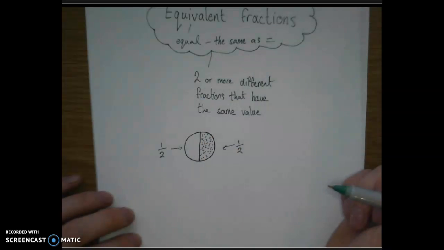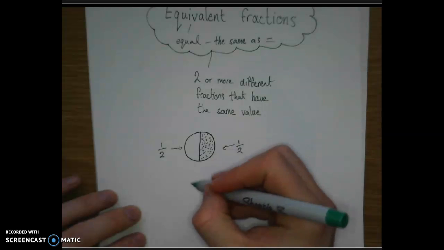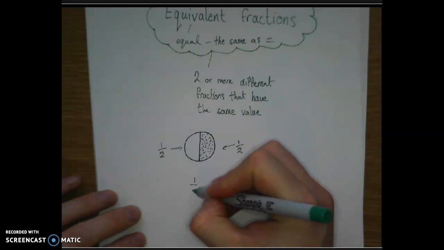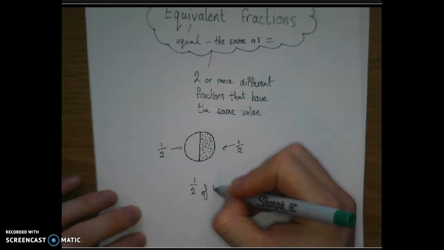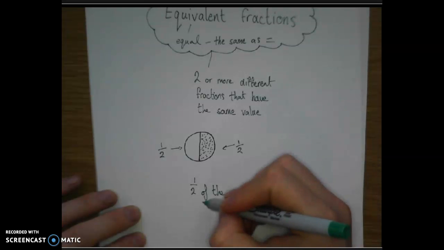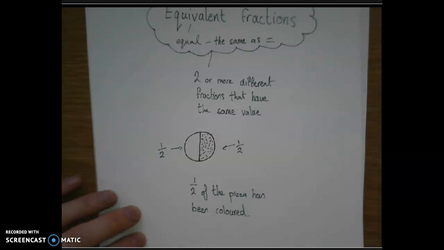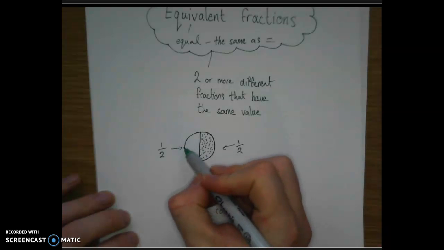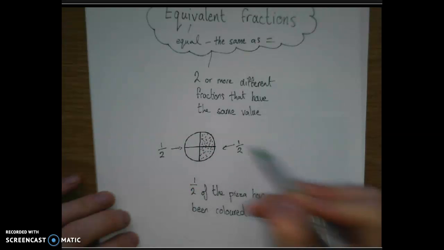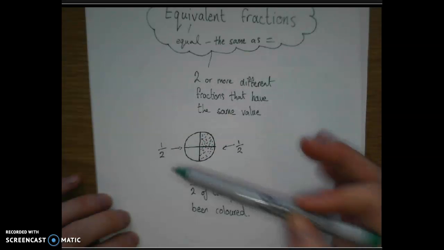Okay, so what fraction is coloured? Okay, well, you can see that one half of the pizza has been coloured. Okay, now I'm not going to change anything. I'm just going to get a knife and cut the pizza up even further. Now, how many slices are there now of this pizza? There are 1, 2, 3, 4.